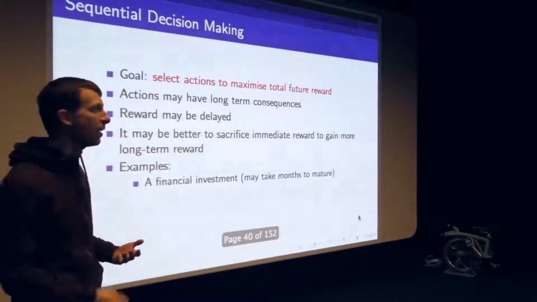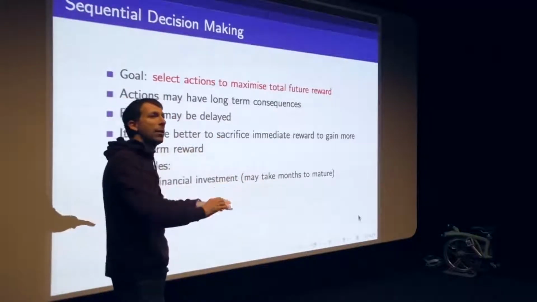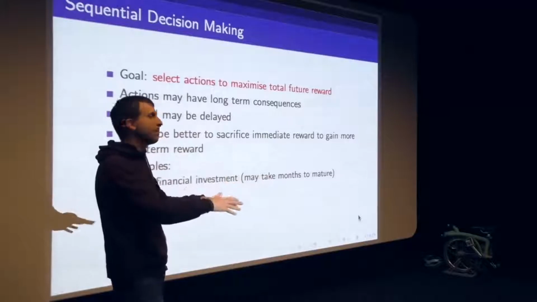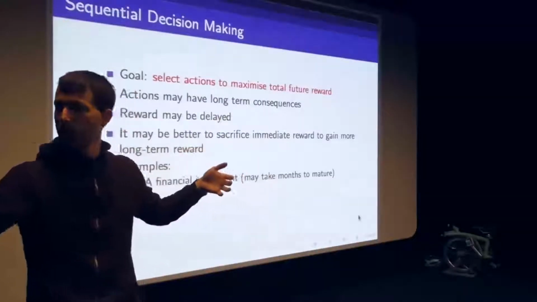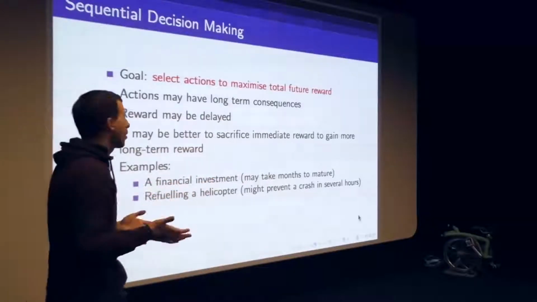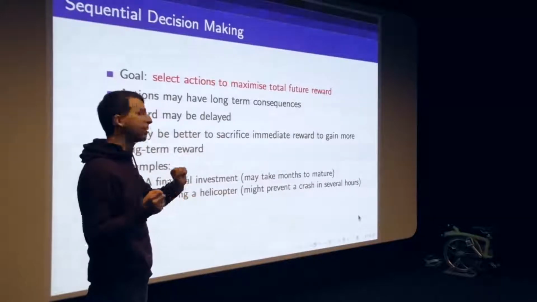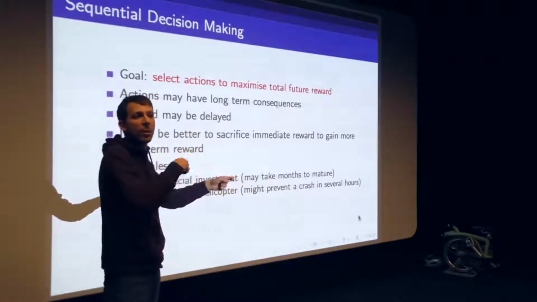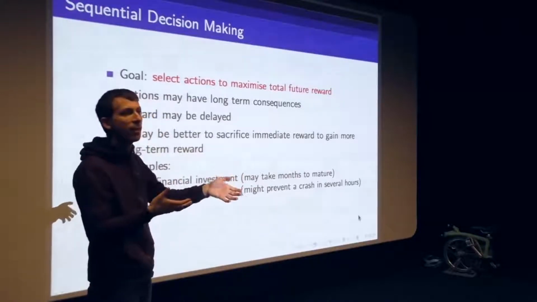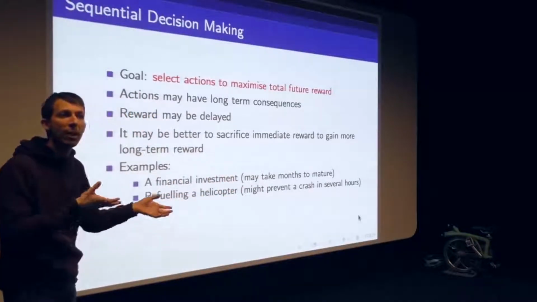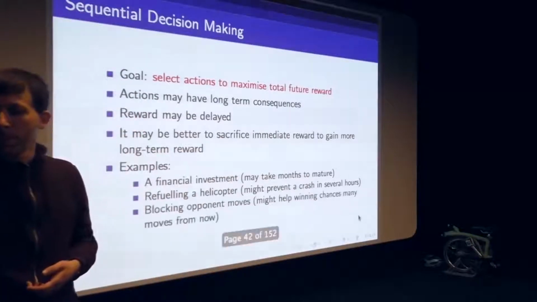Examples of that would be a financial investment where you have to spend some money now, so you're losing money, but then you believe that later you'll get more money back once this matures. Or in the helicopter example, maybe it's running low on fuel, so you might want to stop, lose some reward for following your maneuvers to refuel for a while, but that might prevent a crash in several hours' time and therefore actually lead to longer runs and more reward in the long run.